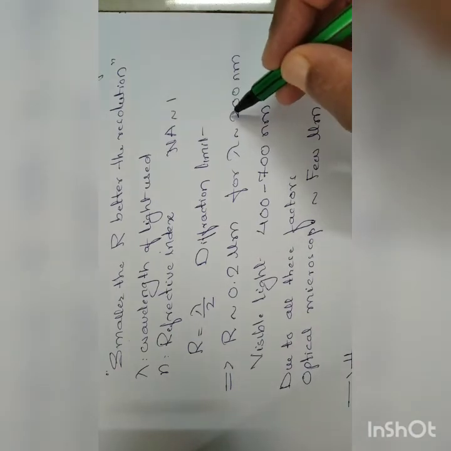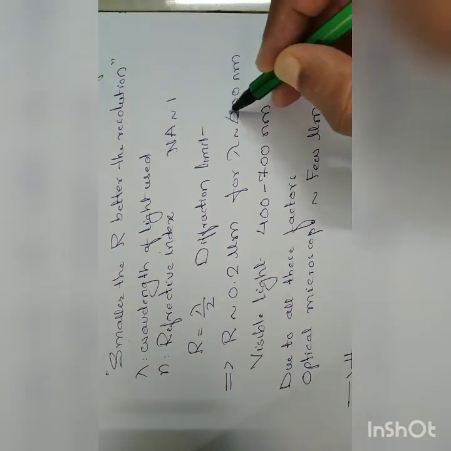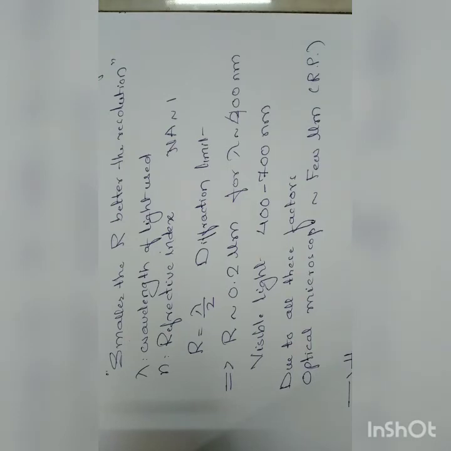There is a slight mistake here. Okay, if you use visible light of 400 nanometer and divide by 2, that is nothing but 200 nanometer, that is 0.2 micrometer. So visible light that we have ranges from 400 nanometer to 700 nanometer. Due to all these factors, we can say an optical microscope will give us a resolution which is only just a few micron.